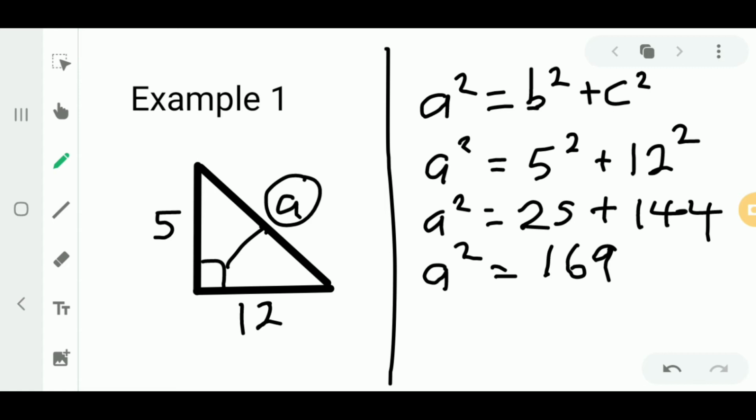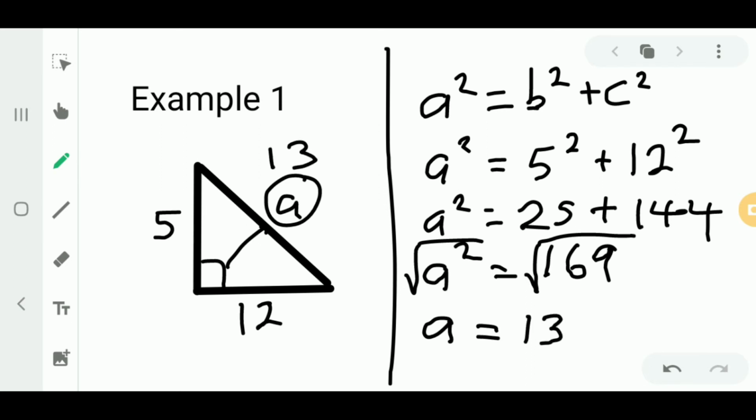Now we have A squared and we want A by itself. So what we have to do is square root this, and anything we do to one side of the equation, we have to do to the other side. So we're finding the square root of 169 as well. So now we have A is equal to the square root of 169, which is 13. Now this side is 13, and as you should realize, because it is the longest side, that is why this figure is larger than the other two sides.